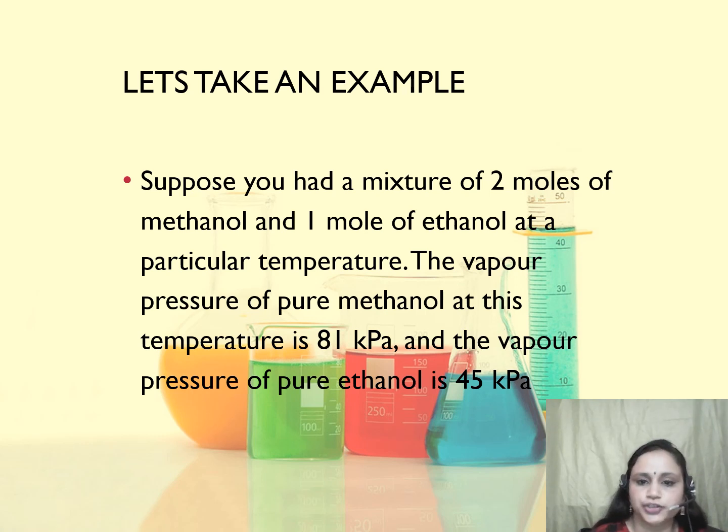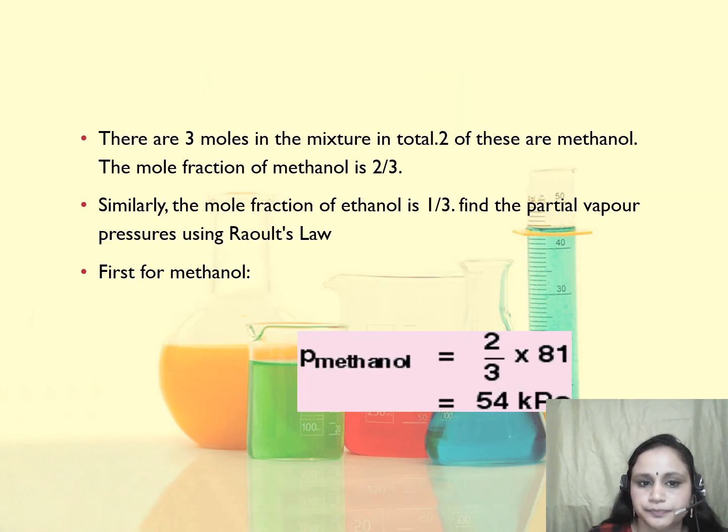Let us take an example. Suppose you have a mixture of 2 moles of methanol and 1 mole of ethanol at a particular fixed temperature. The vapor pressure of pure methanol is 81 kilopascals, whereas the vapor pressure of pure ethanol is 45 kilopascals. To find the total vapor pressure, we consider there are 3 moles in the mixture. 2 of these are methanol, so the mole fraction of methanol is 2 by 3, whereas only 1 mole is ethanol, so its mole fraction is 1 by 3.